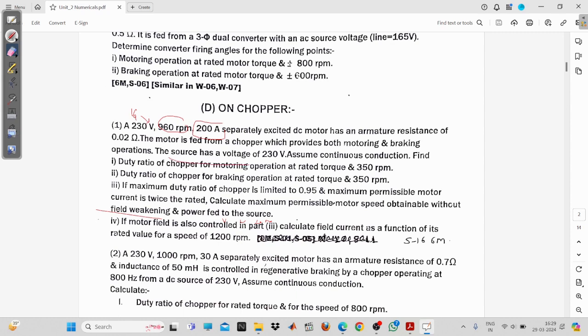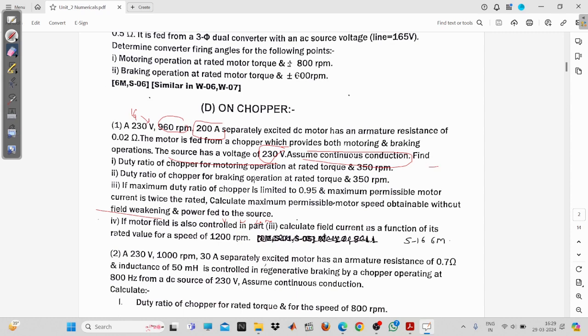The source has a voltage of 230 volt. Now you can see that the source is also having the fixed voltage. Assume continuous conduction, then find. So these are the low speed drives. Basically when you are saying that continuous conduction is happening, it means that we are dealing with the low speed drives.